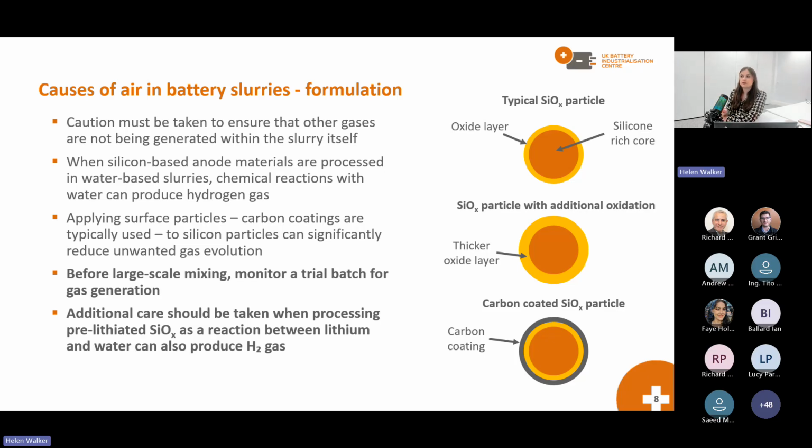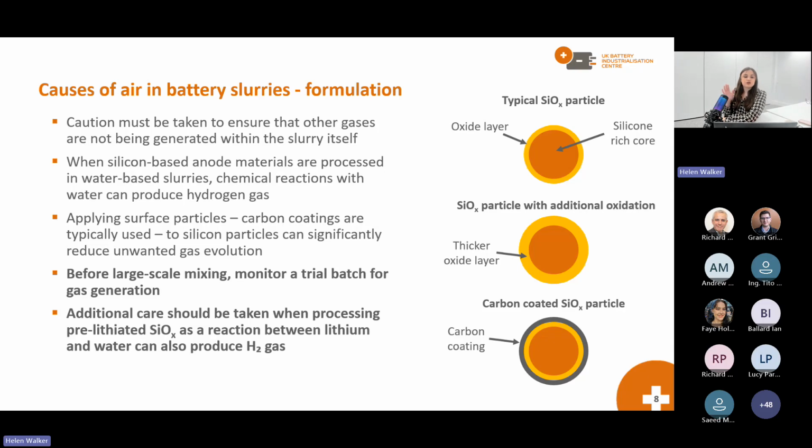There are a number of steps that can be taken with your material to reduce this risk. One of them is increasing the oxide layer thickness on the outside of your particles. Another option is carbon coating your materials. But at UKBIC, we always take care when we're processing a new material to monitor a trial batch of that material, so we're confident that when we take it to large scale, we don't have any unwanted gases generated.